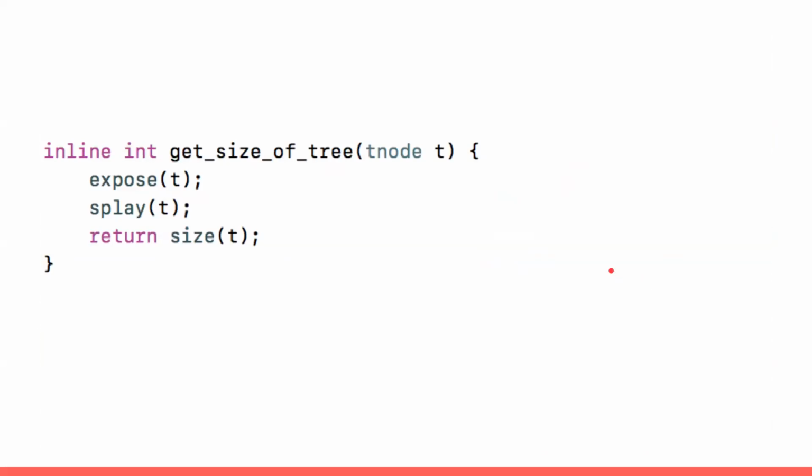The very last slide that I want to show you is get size of tree. If we want to get the size of some tree, we make the path between T and the root. We push it up, and we find the size of this value. Because T will be the root, and the value in the root will mean the size of the whole tree. Okay, that's all that I have for you.